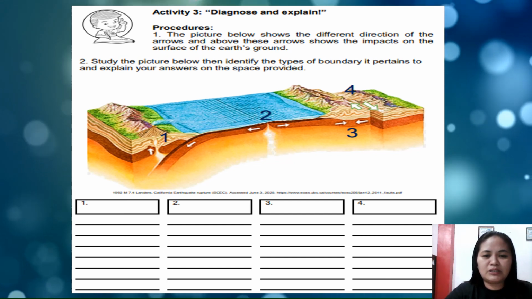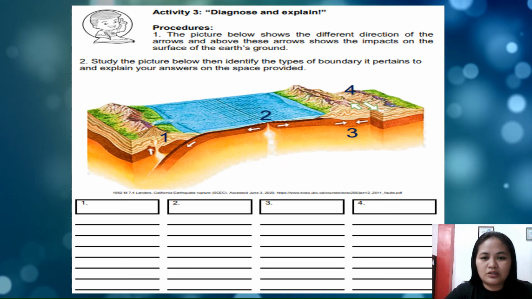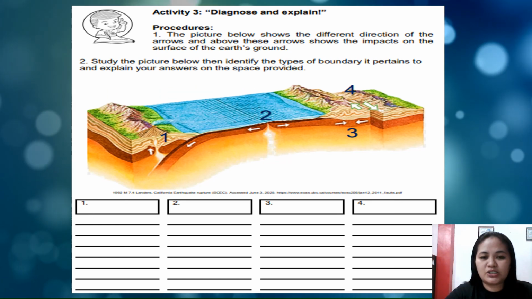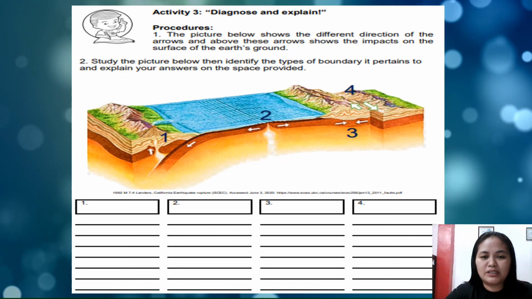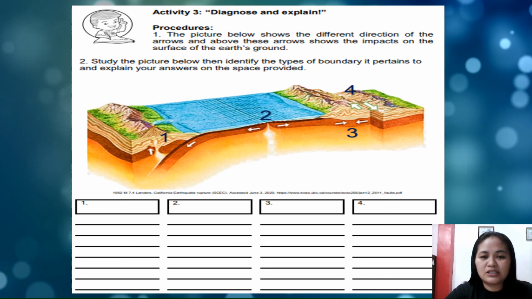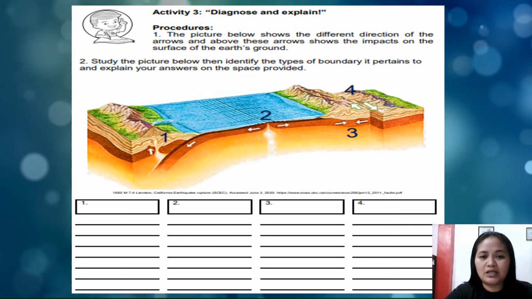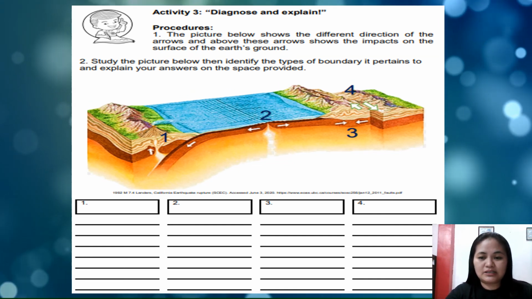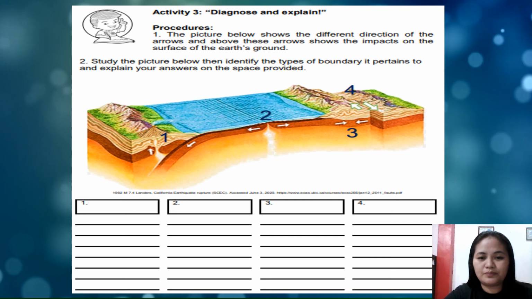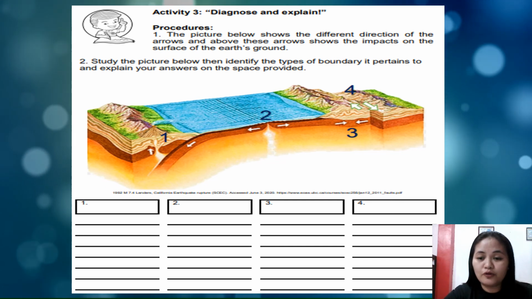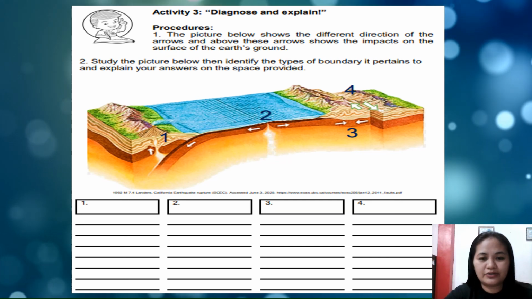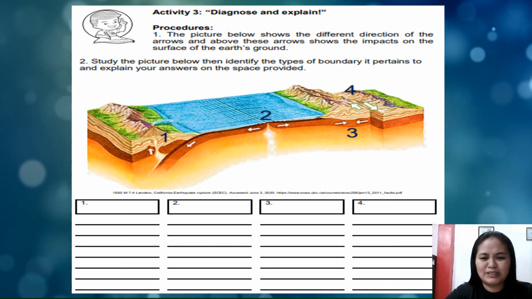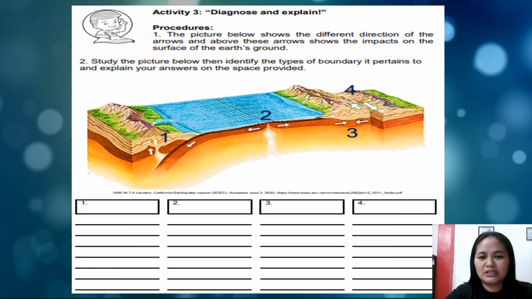How about in number 2? Okay, the arrows in number 2 are moving away from each other. This is happening on the blue part, and this blue part, of course, is the ocean. What kind of boundary is involved when the arrows or the plate boundaries are moving away from each other? I'm already answering.